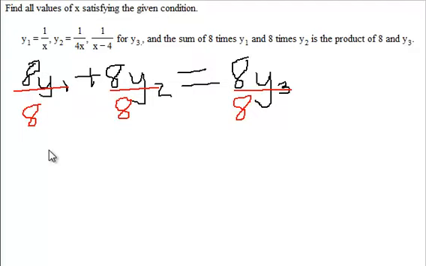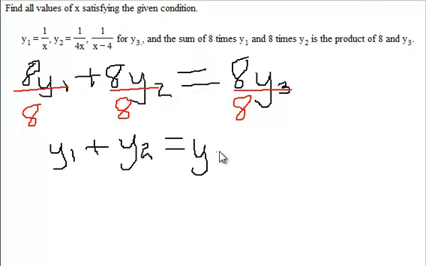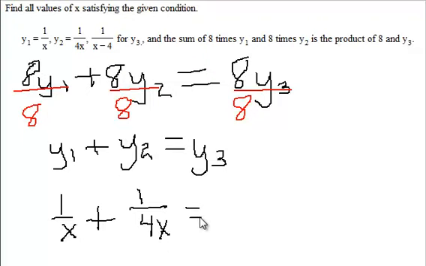So 8y1 divided by 8 is simply y1. 8y2 divided by 8 is simply y2. And 8y3 divided by 8 is simply y3. So we're really just going to go in and replace y1 with 1 over x. So wherever we see a y1, we're going to put 1 over x. y2 with 1 over 4x. And y3 with 1 over x minus 4.